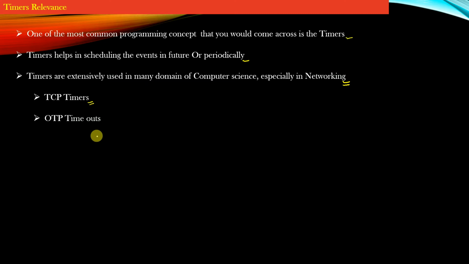Then in real-world applications, you must have got an OTP on your mobile phone when you do certain transactions on a website. That OTP is linked to a timeout time period. If you do not use that OTP within that time bound, then it expires, right?